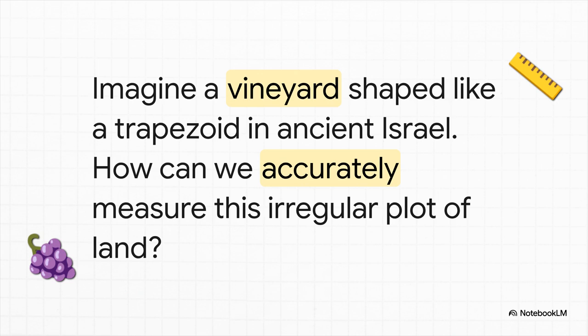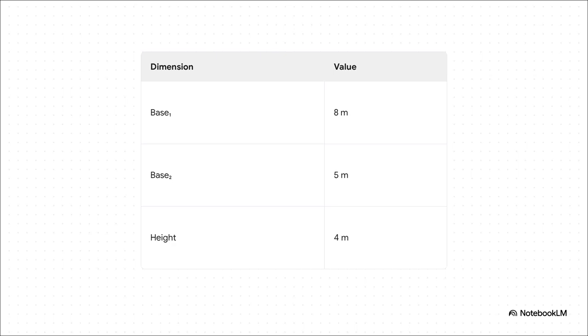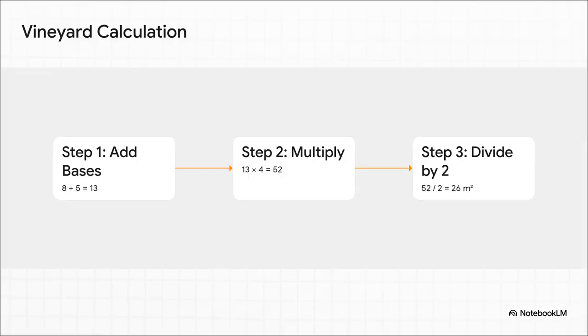So how do you figure out the exact area? Well, the source material gives us our numbers. For this vineyard, one base is 8 meters long, the other is 5 meters, and the height between them is 4 meters. Let's plug them into the formula. Okay, first we add the bases, 8 plus 5, which gives us 13. Then multiply that by the height of 4, and we get 52. And the last step, divide by 2. The area of our vineyard is 26 square meters. See, the formula works like a charm.